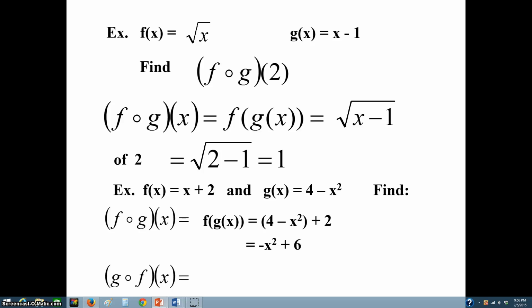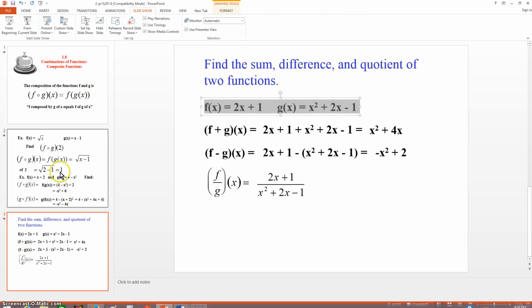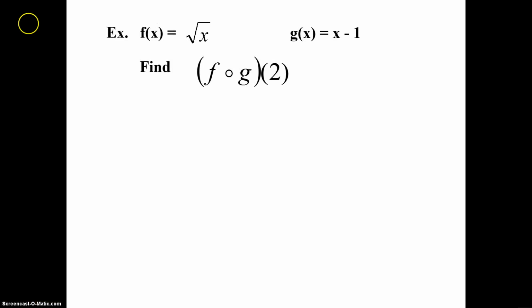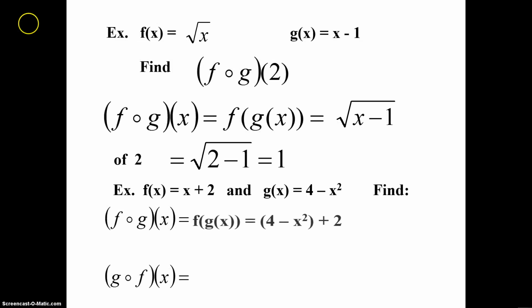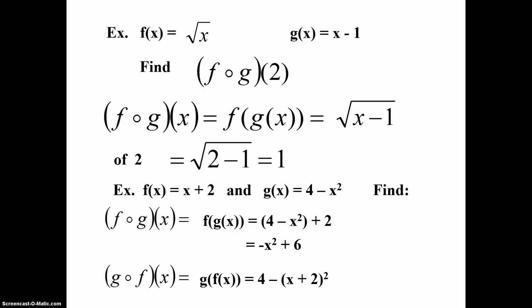So again, those are the answers, negative x squared plus 6, and if you can see it at the bottom, you should get negative x squared minus 4x, which we do get if you can see it down there. Okay, so moving on to the next question.